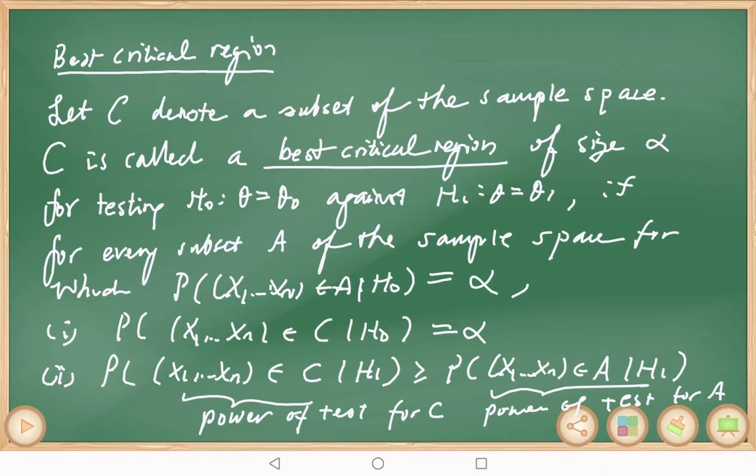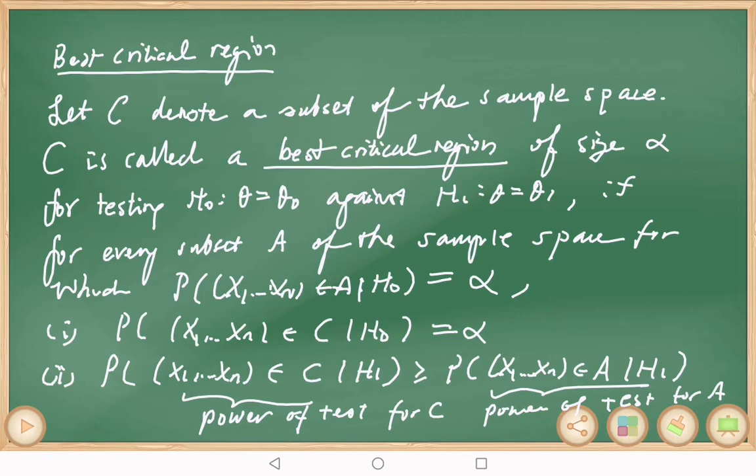All right. So the power of the test when the critical region is C is greater than or equal to that of any other subset of the same size. If that happens, then we will say that C is the best critical region, right? In the sense that its power is the largest among all other possible critical regions, right? So maybe you have other subsets like A, B, D or whatever.